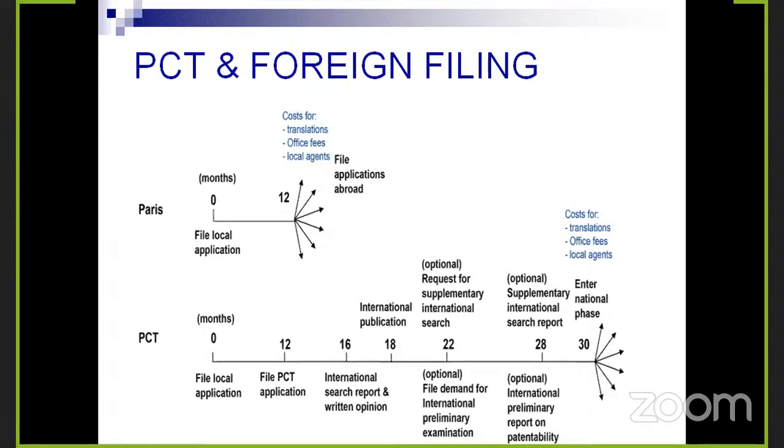Also check, by that time, within 30 months, if the Indian prosecution happens, then they will have some idea if the patent is granted and how it is doing. So, one can take a decision based on that. So that's about foreign filing.